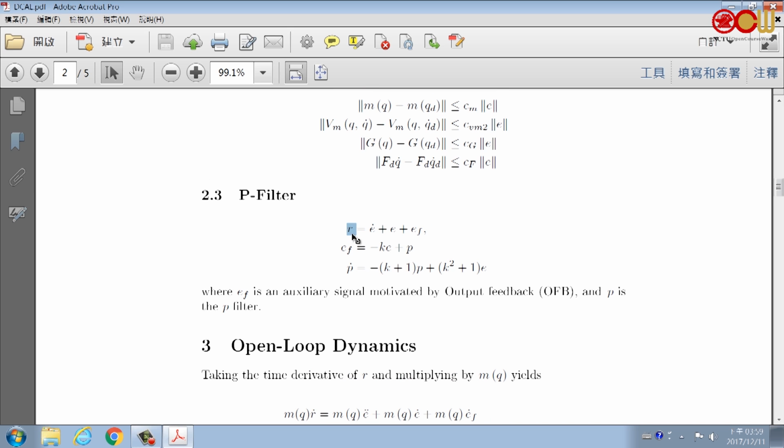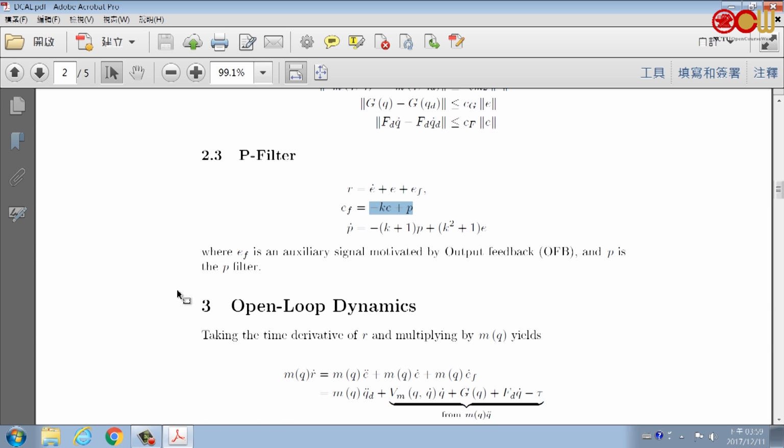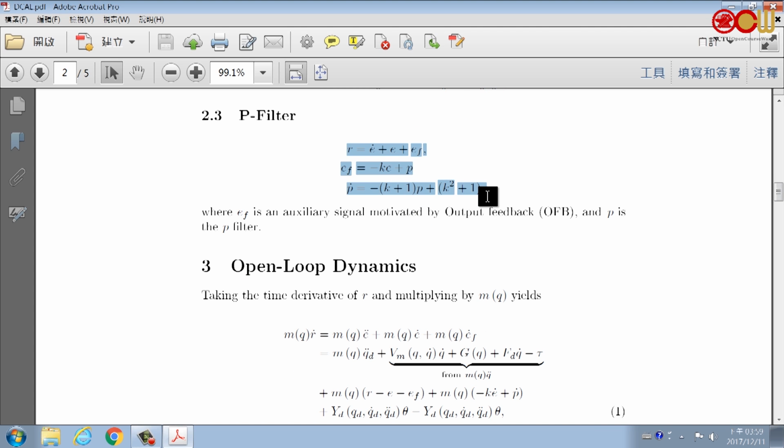And we also define the R signal. Okay, it's different from the filter tracking error. The R defined here is E dot plus E plus EF. And EF is a signal defined as this. It's a function of the P filter, P here. So you can see that EF is an auxiliary signal motivated by output feedback control, okay? And P is the filter. These three equations need to be calculated together because R depends on EF, EF depends on P, P depends on E, and what will be used is EF and P.